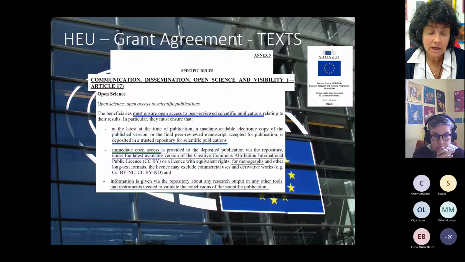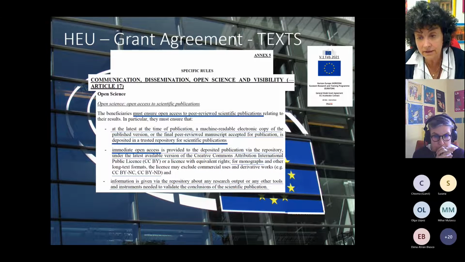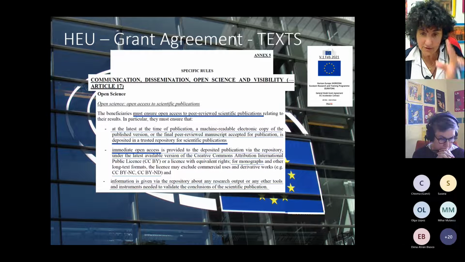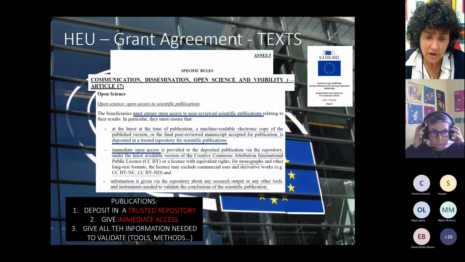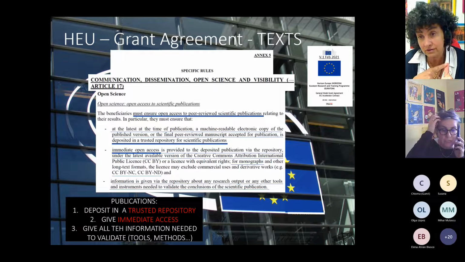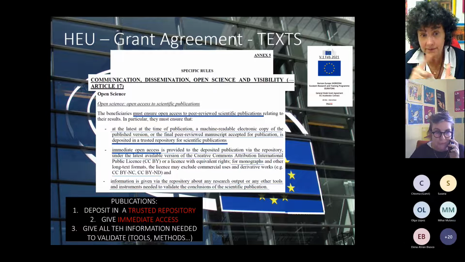Okay? Information is given via the repository about any research output or any other tools and instruments needed to validate the conclusions of the scientific publication. This is the reproducibility part of the mandate, okay? So let's discuss the wording. First of all, deposit in a trusted repository. Trusted repository is a novelty, and we will see the definition, okay?